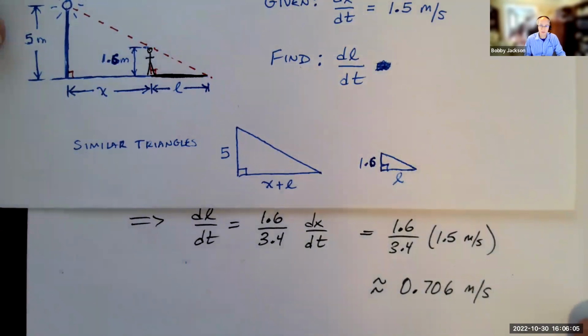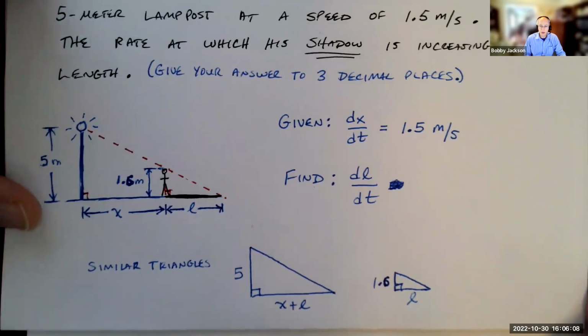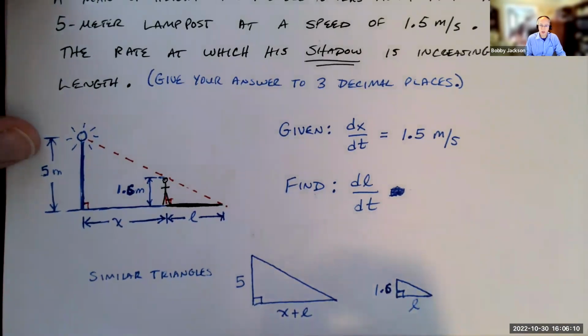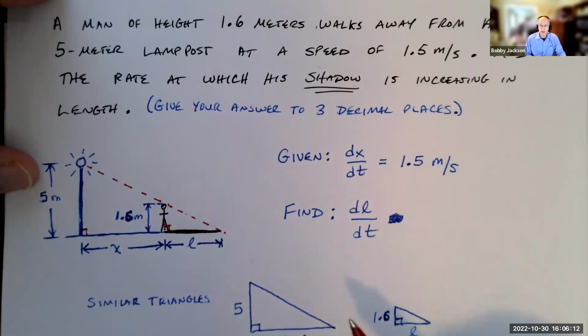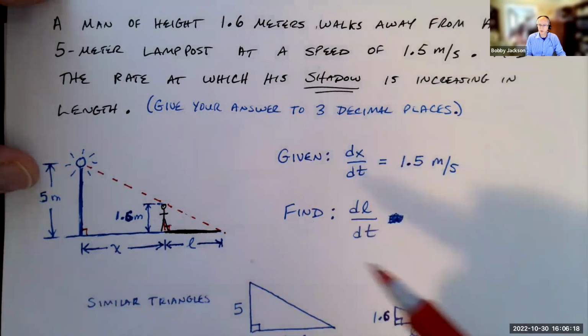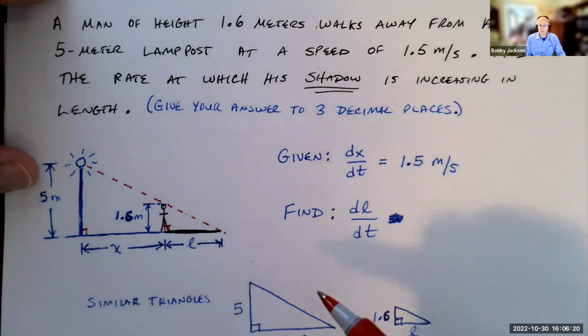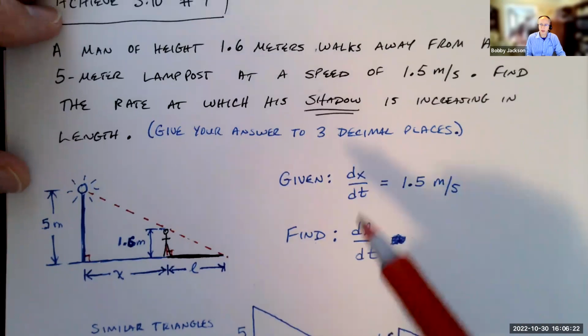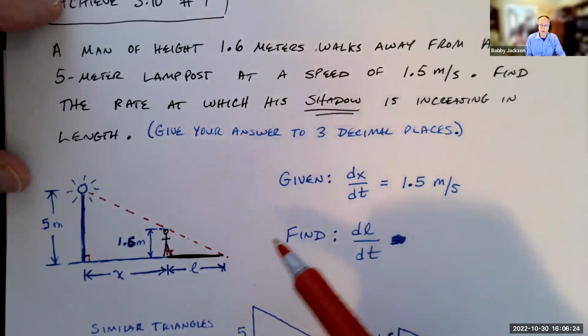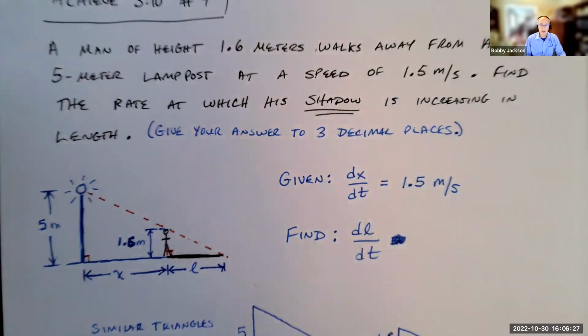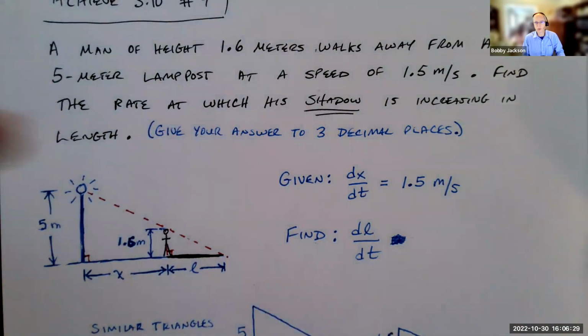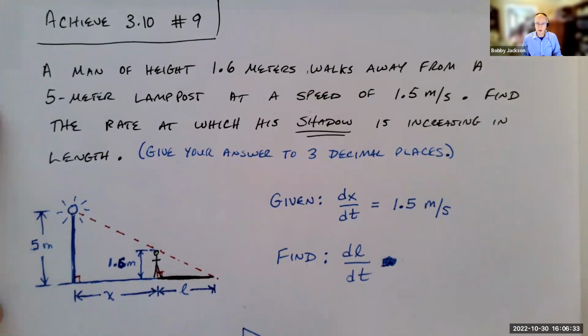I do have a problem like this in my practice homework. Very similar. You might want to try it. Instead of the length of the man's shadow, I talk about, I think I do it sort of in reverse. In other words, I think it's if the man's shadow is lengthening at a certain rate, what's his speed? So anyway, you might want to check it out, or it might be just like this one. To tell you the truth, I'm having trouble remembering exactly what that problem's like.